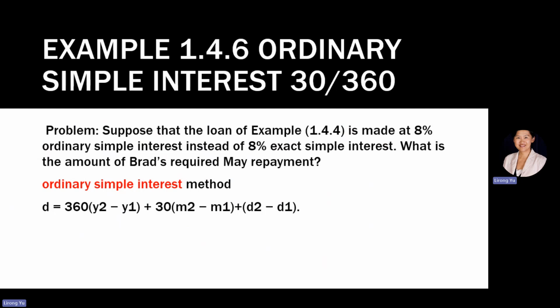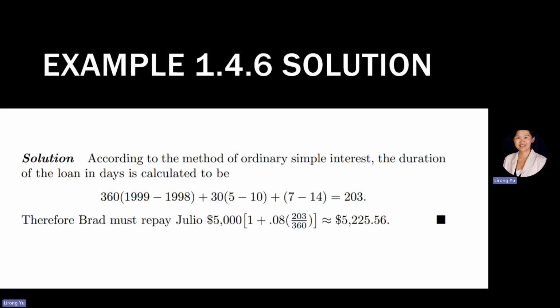This calculation is called ordinary simple interest. It has a more systematic way of calculating. I gave you a faster way, so we don't have to worry about how many days are in each month. So here's the calculation for the one that started with October 14, 1998, and ended with May 7, 1999.